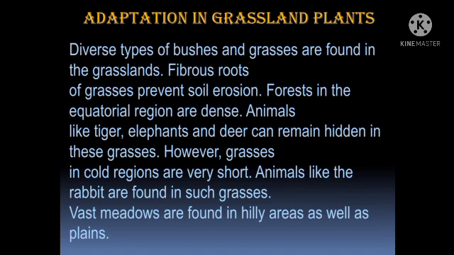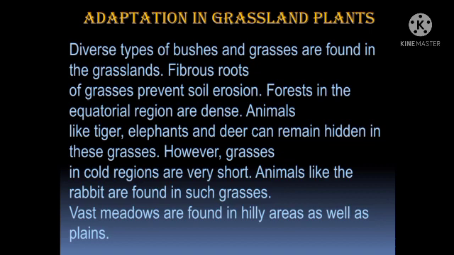However, grasses in cold regions are very short. Animals like the rabbit are found in such grasses. Students, animals like rabbits feed on short grass, so they are suitable for this grassland surrounding.